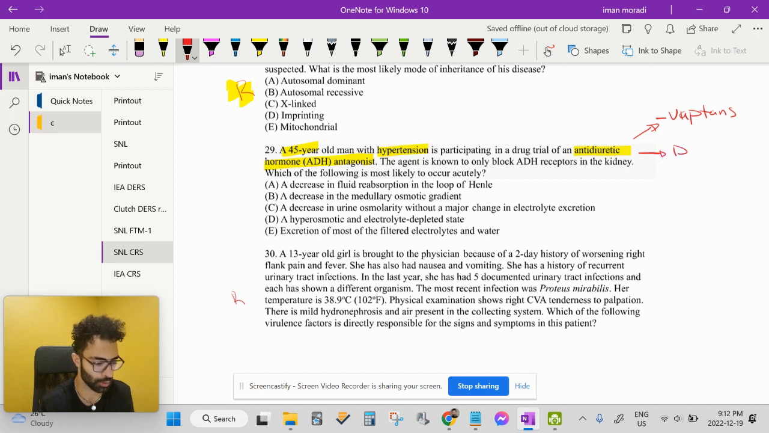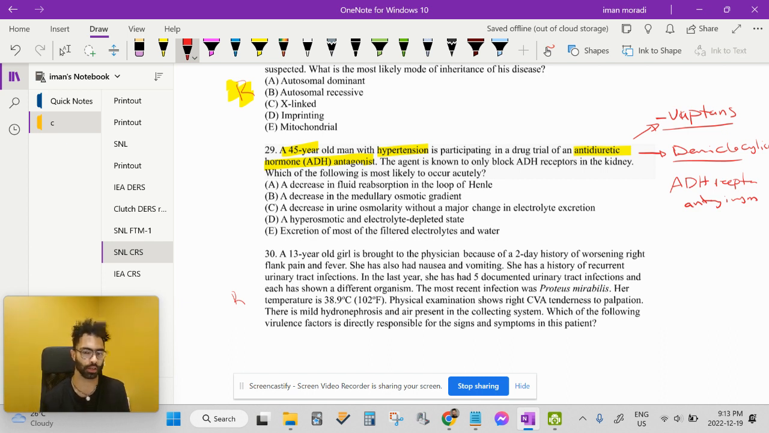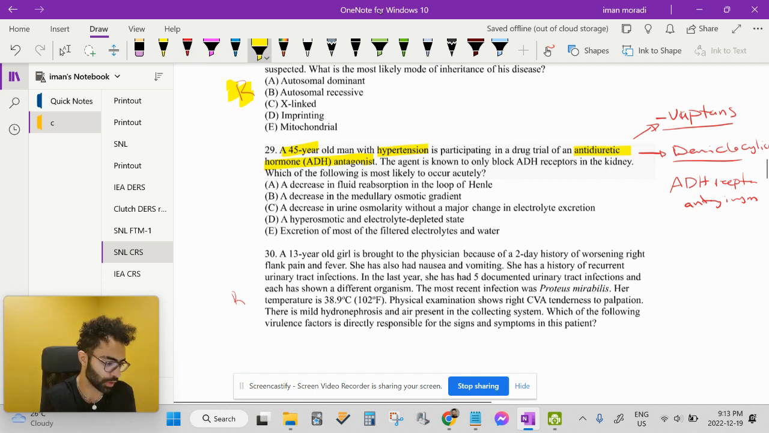The other one is demeclocycline. I don't even know how exactly you say it. But this other one is a tetracycline antibiotic that has ADH receptor antagonism. So these two drugs are useful when you have SIADH, right? When you have too much ADH, you want to block that signal. This question isn't about that. This question is actually kind of a renal question, but you're going to do it anyways.